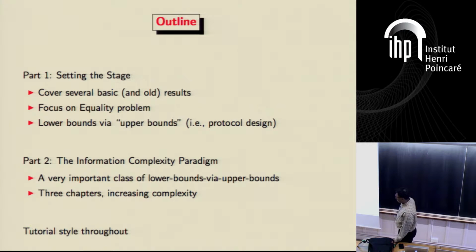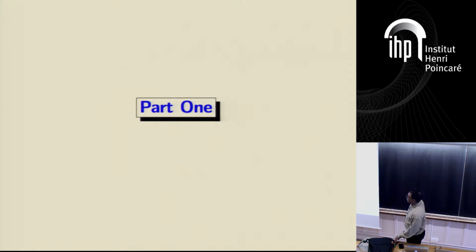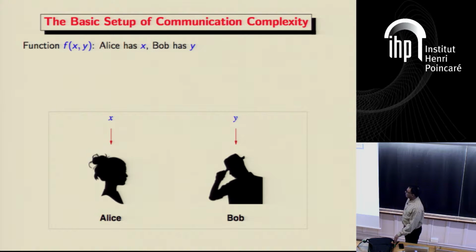In part 2, I'll be spending most of my time talking about this paradigm for proving lower bounds called information complexity. This may have been covered in a lot of detail at the very first workshop at the beginning of this semester, so I don't know how many of you were here for it, but here's my take on it. Okay, so let's do part 1.